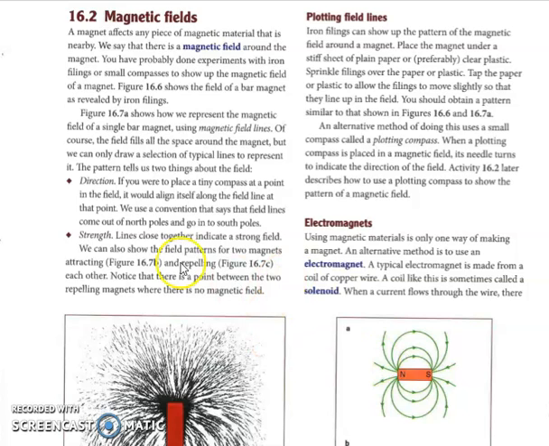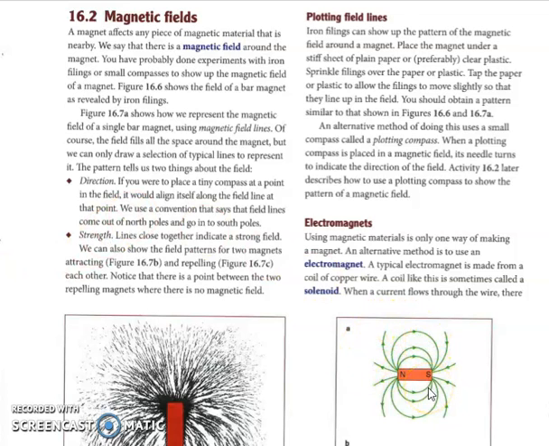Figure 16.7a shows how we represent the magnetic field of a single bar magnet using magnetic field lines. Of course, the field fills a space around the magnet, but we can only draw a selection of typical lines to represent it. The pattern tells us two things about the field. First thing is direction. If we were to place a tiny compass at a point in the field, it would align itself along the field line at that point. We use the convention that the field lines come out of the north pole and go into the south pole.